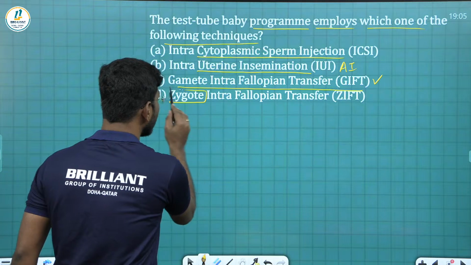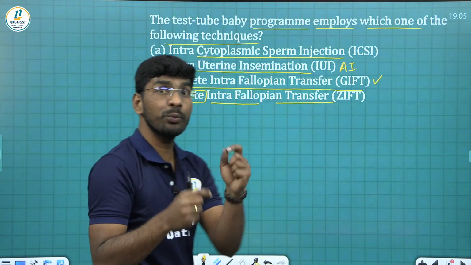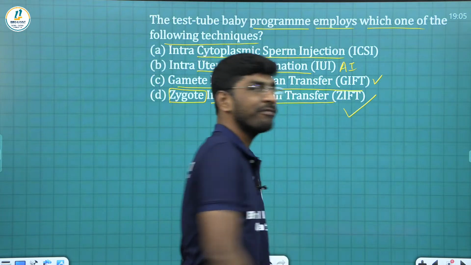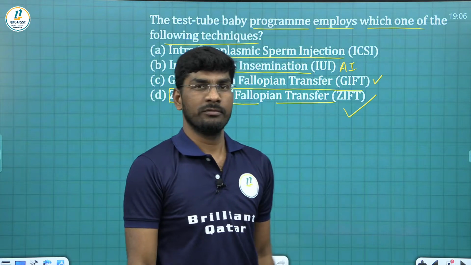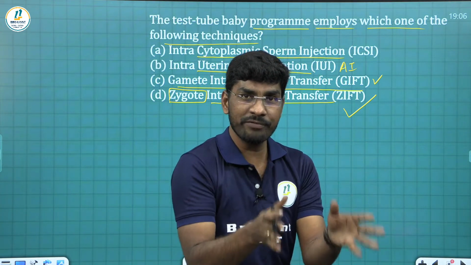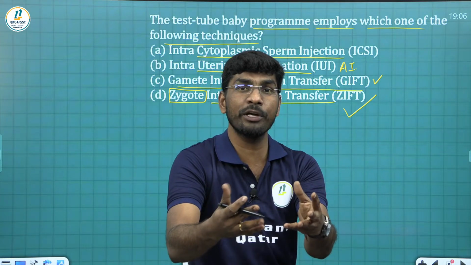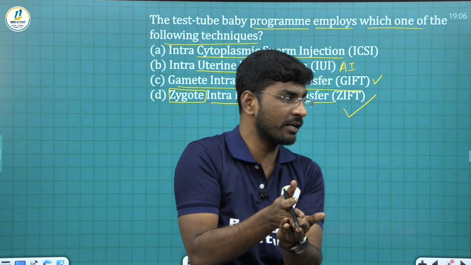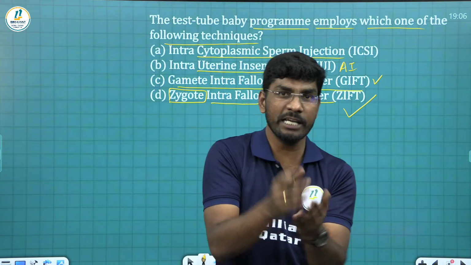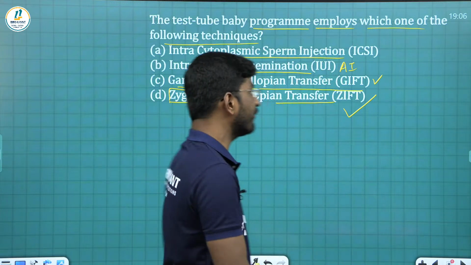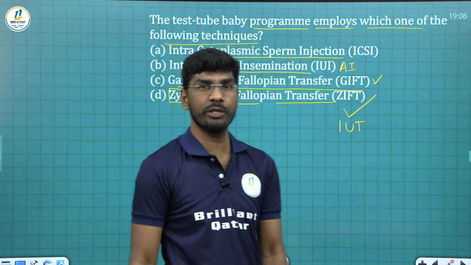Next, zygote. Look here. Fertilization outside, in vitro. Fallopian tube. This is up to which cells? Can you tell me, any one of you? ZIFT will be transferred into the fallopian tube up to... In this ZIFT technique, the zygote is going to be introduced in the fallopian tube up to how many cell stage, my dear? I don't know. Can any one of you help me out? How many cell stage will we introduce into the fallopian tube? What is the difference between ZIFT and IUT? Any one of you tell me, IUT.